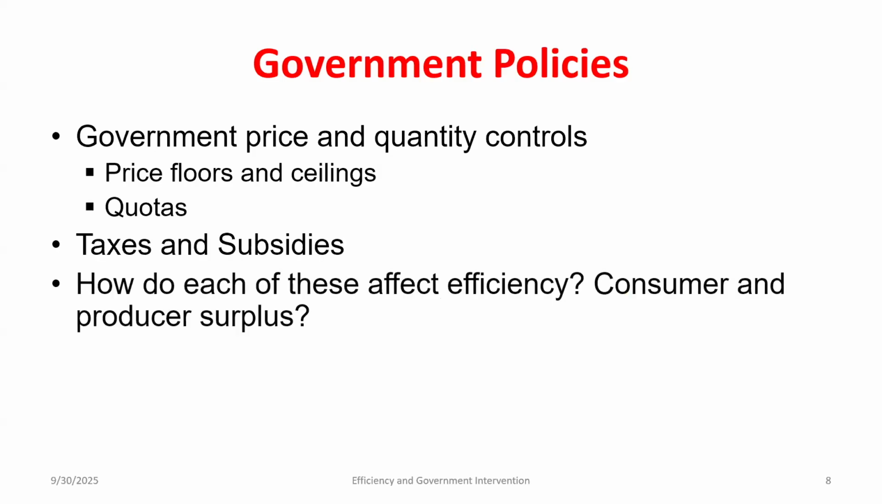We're also going to look at taxes and subsidies. So instead of using price or quantity controls, they can change the marginal benefits and costs of producers and consumers by either taxing goods, making them more expensive, or giving people money for doing things with subsidies. This is what we'll talk about for the remainder of today and Thursday's class. And then how do these things change the market? And how does that impact both consumer and producer surplus?